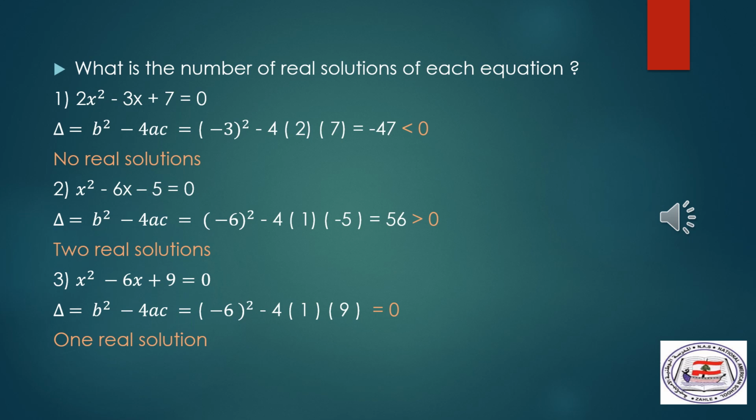In example 3, x squared minus 6x plus 9 is equal to 0. So delta is equal to 0. We can deduce from delta that the equation admits one real solution, and the curve cuts the x-axis at 1 point.